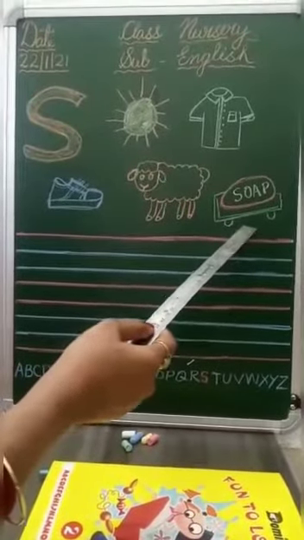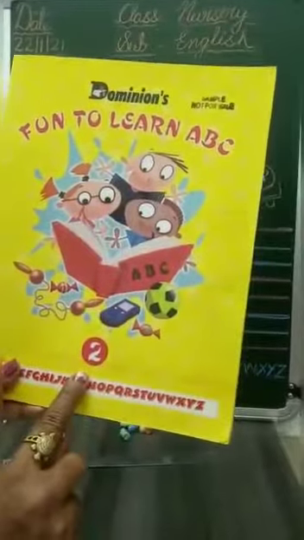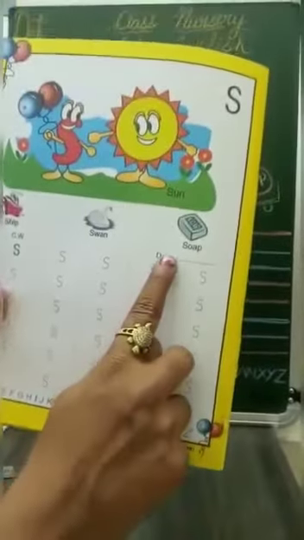Now kids, we will learn its formation. So, take out your book, Dominions, Fun to Learn ABC 2, and open your book and take out page number 38. Dear kids, mention the date here.